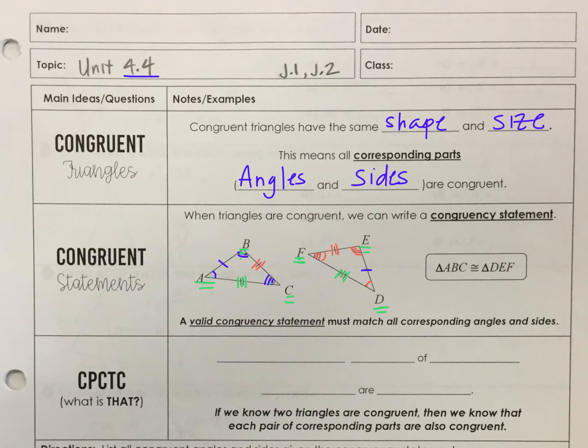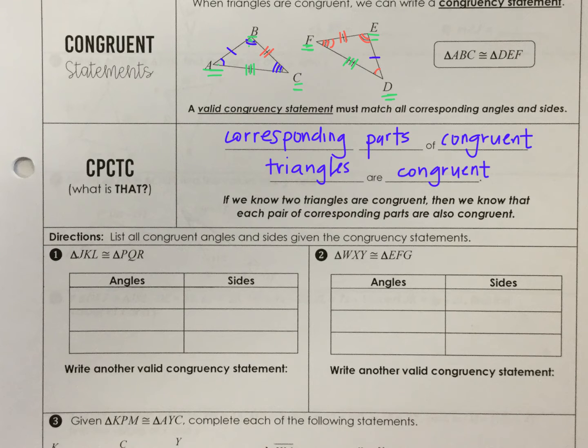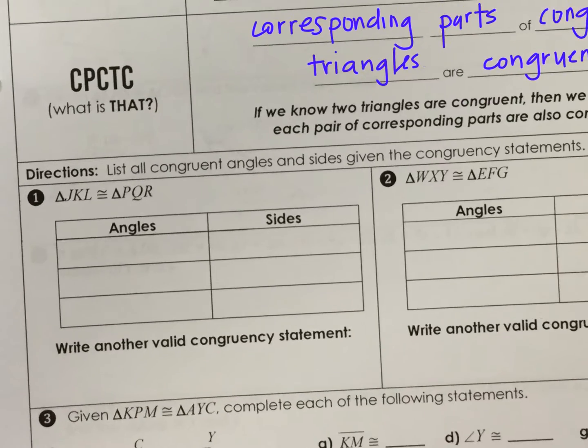What we call this is CPCTC. That stands for corresponding parts of congruent triangles are congruent. That's kind of obvious, but all it's saying is you got to match up the right corners with the right corners and the right sides with the right sides. I'm going to show you how to do that with a picture and without a picture. First, we're going to do it without a picture.